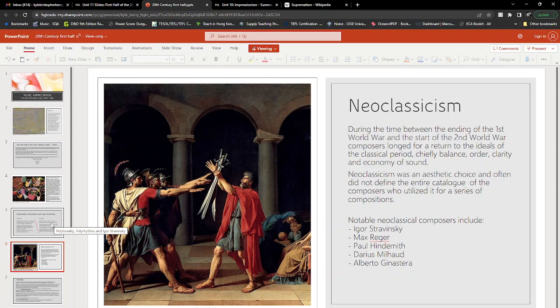So neoclassicism was an aesthetic choice and often did not define the entire catalog of a composer who used it. Very few people were entirely neoclassicists. They probably wrote lots of different kinds of music and then maybe did a few experiments in neoclassicism, to write in that style, in the style of long dead composers, or in the style from 200 years prior.